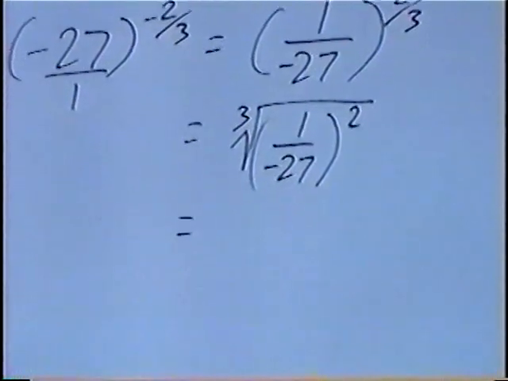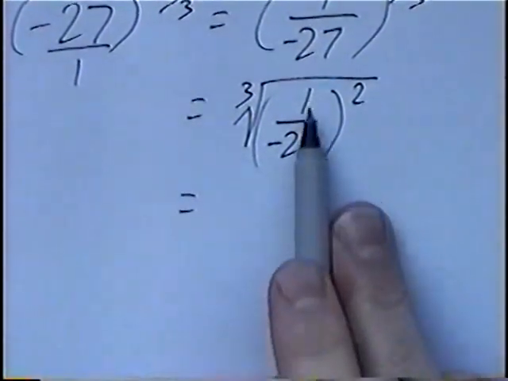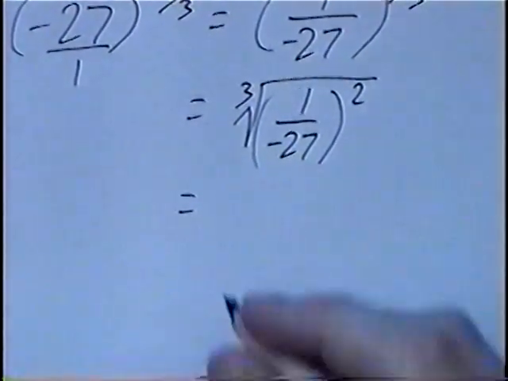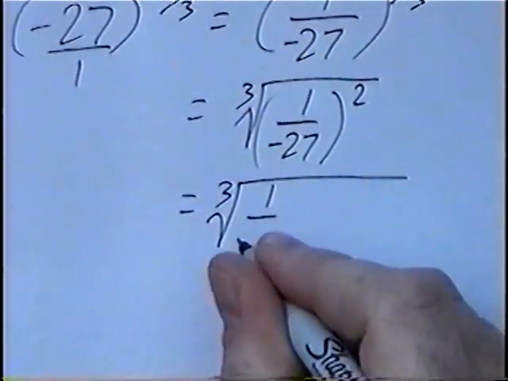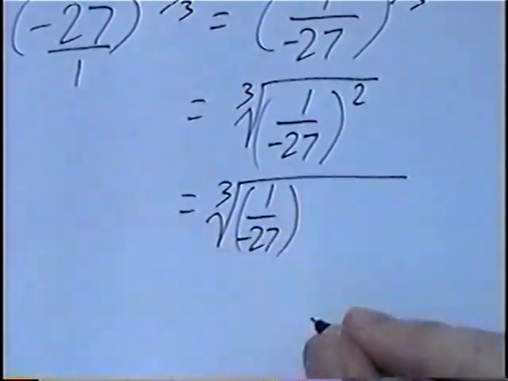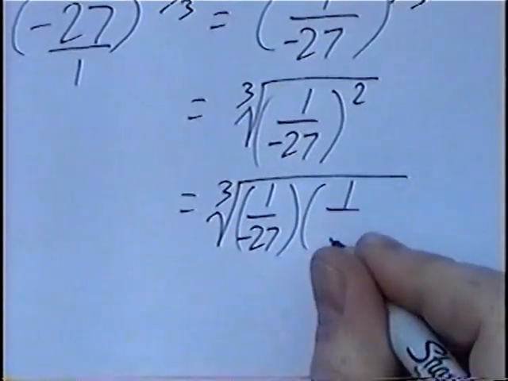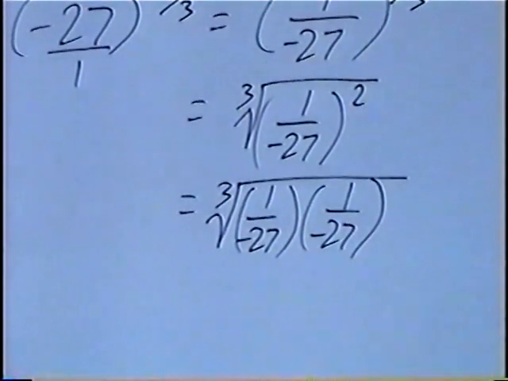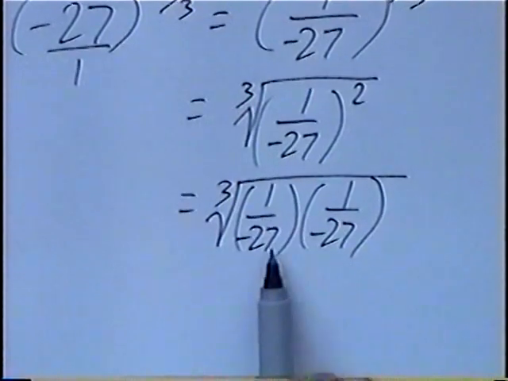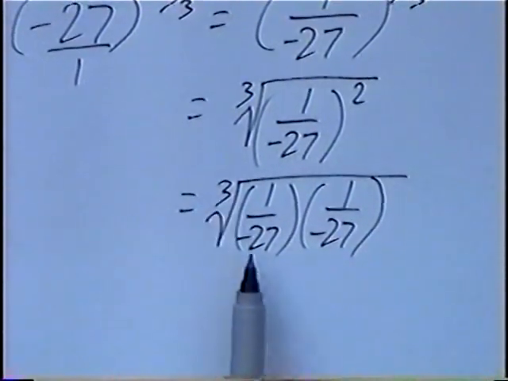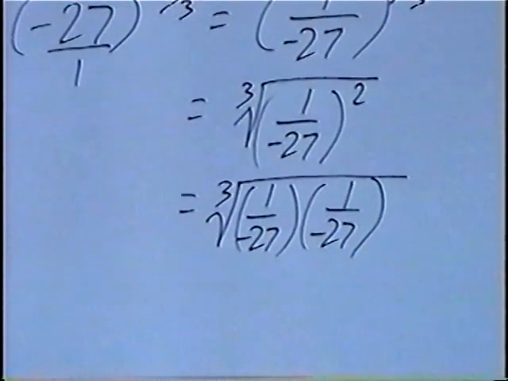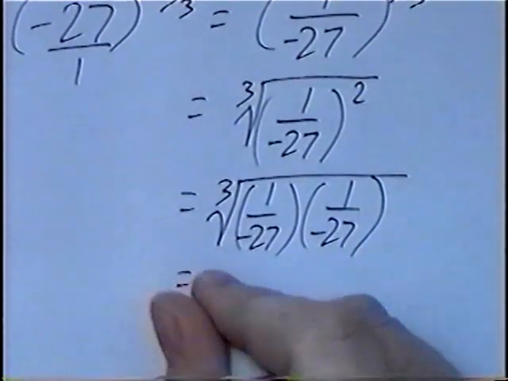Simplifying from here, you can either multiply 1 over negative 27 squared, or if you want to, you can write the same fraction twice: 1 over negative 27 times 1 over negative 27. And instead of multiplying straight across 27 times 27, we can just take the third root of each number and then multiply at the end.